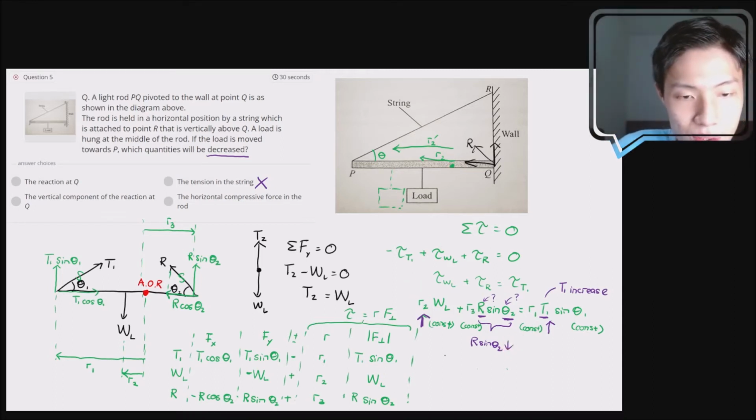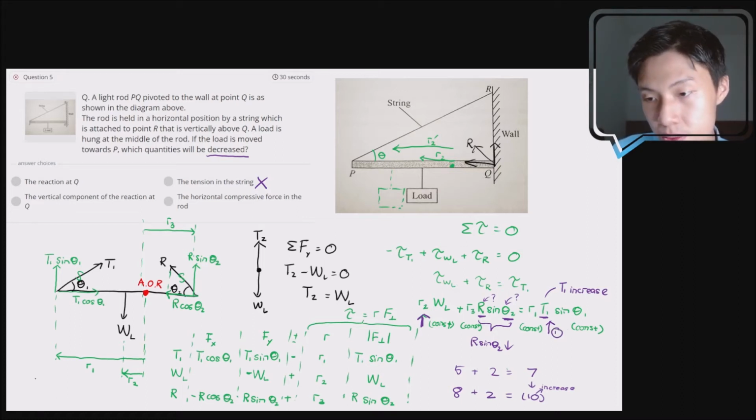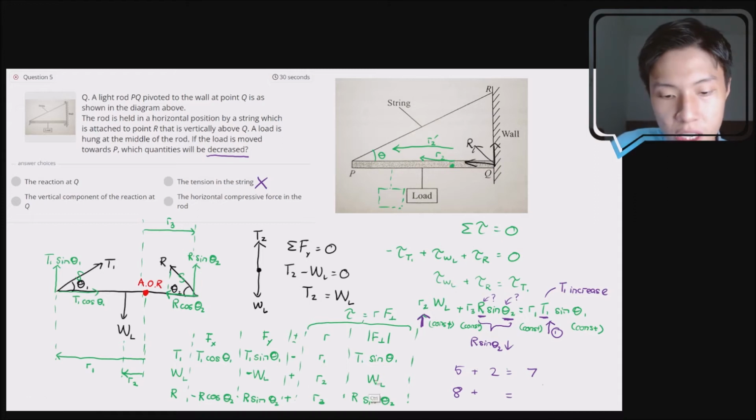Let me use numbers to show what I'm trying to say. Let's say 5 plus 2 is equal to 7. If now you increase this to 8, there are two ways you can make the equation balance. One is you make this one equal to 10. You increase this side and keep this one constant. So this is one method. The second method is you keep this one constant, but you decrease this one.